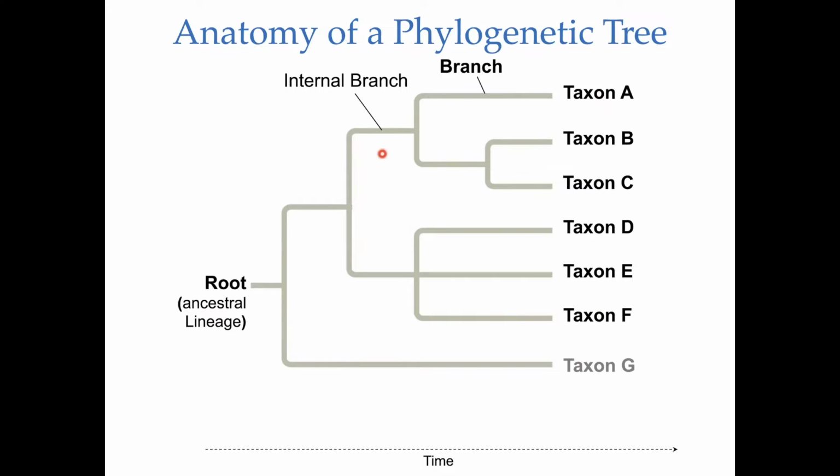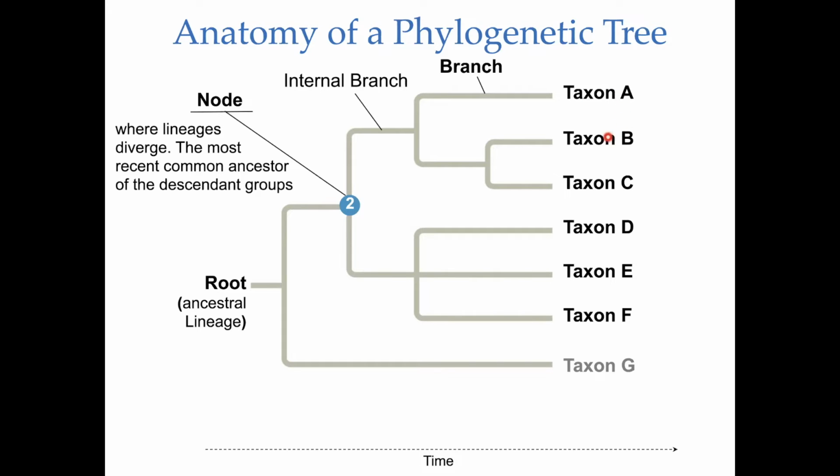Then we are going to have the branches. Those lines, in this case using this topology of tree, are horizontal lines. All those lines here are branches. So we're going to have internal branches like this one, and this one. And we also have the branches that go to the tips of the tree, which represent the taxa that we are working on.